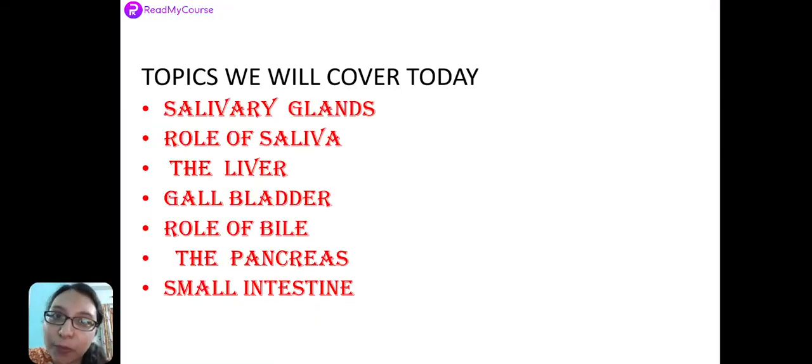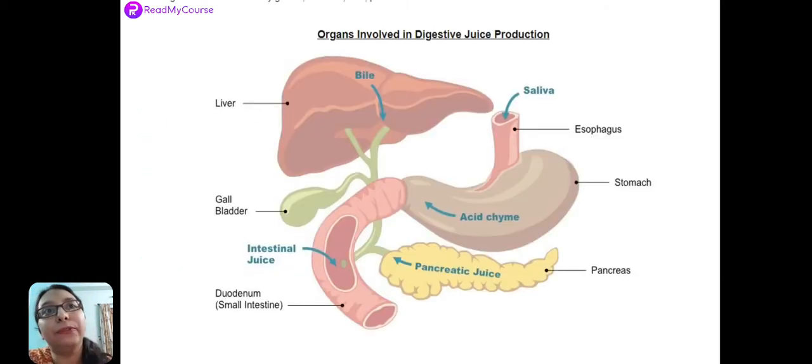So these are the topics which we are going to cover today. We will have a look at the salivary glands, then the role of saliva in digestion. We will follow it up with the role of liver and what is its function in digestion. Then the gallbladder, the importance of bile in digestion. We will follow it up with the pancreas and the role of small intestine. So beginning with our first slide.